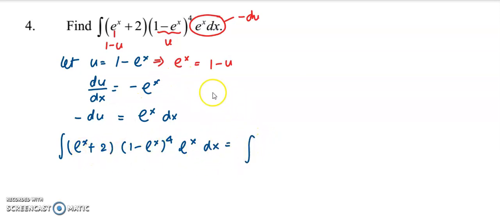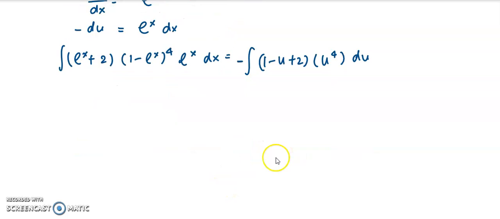e^x plus 2, this e^x here I'm going to replace by 1 minus u, and plus 2. And 1 minus e^x will be replaced by u to the power of 4. e^x dx is going to be negative du, and the negative I will bring out as a coefficient. Then I simplify the first bracket first. I have 3 minus u multiplied by u to the power of 4 du.